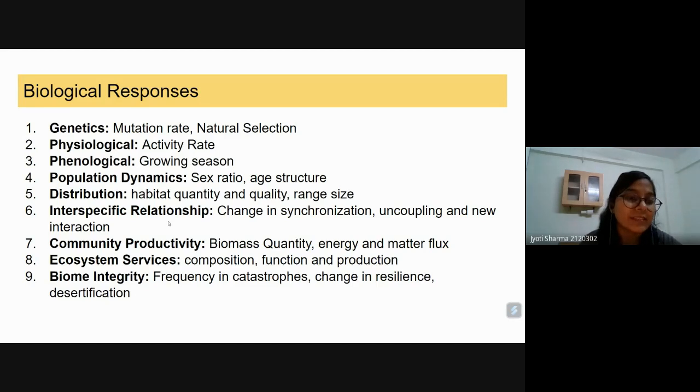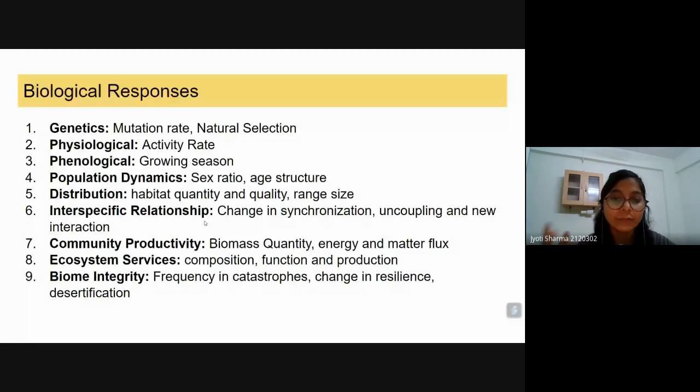Then we have the interspecific relationship. For example, if some invasive or alien species come into India, it may happen that it destroys all the native species. And if it is destroying the native species, then the relationship between the species will get changed. So this is the interspecific relationship. Then the change in synchronization. If a bird is laying eggs at a time in such a way that there is a tree, and the tree is giving fruits, so that the bird can get food at that time, this is a kind of synchronization.